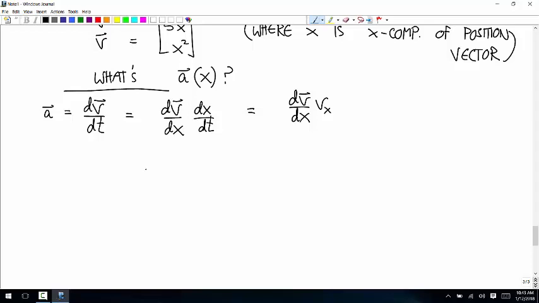So this is equal to dv/dx, which is 5 plus 2x, times the x component of the velocity vector, which is 5x. And so the acceleration vector as a function of x is 25x plus 10x squared.